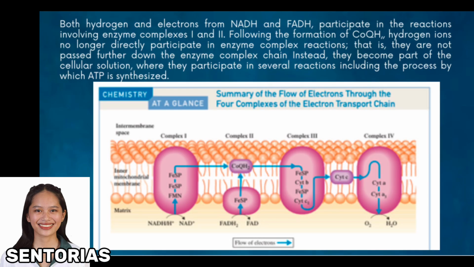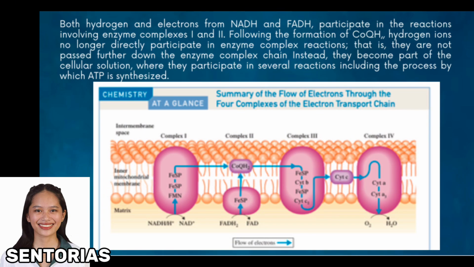Both hydrogen and electrons from NADH and FADH2 participate in the reactions involving enzyme complexes 1 and 2. Following the formation of CoQH2, hydrogen ions no longer directly participate in enzyme complex reactions. That is, they are not passed further down the enzyme complex chain. Instead, they become part of the cellular solution where they participate in several reactions, including the process by which ATP is synthesized.